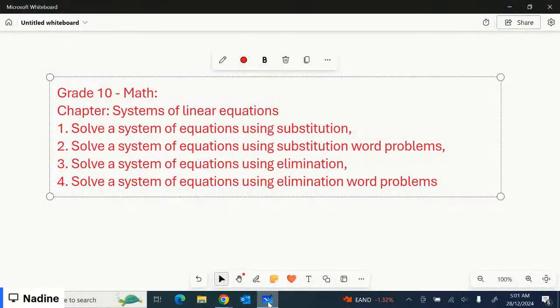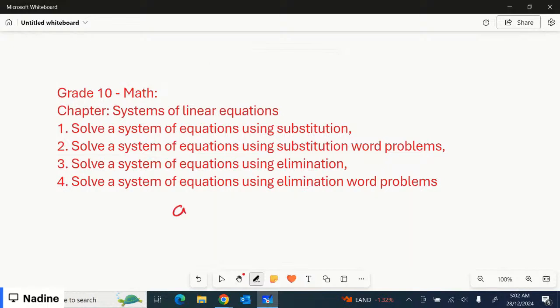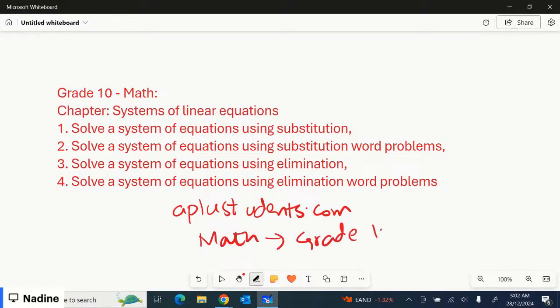We are here for grade 10 math. You can find all the lessons on aplusstudents.com. You have to log in there using your email address and password as provided by the administrator. Then select math from the subject tab, scroll down to grade 10 math, and click on view all lessons. There you can find a list of the chapters.